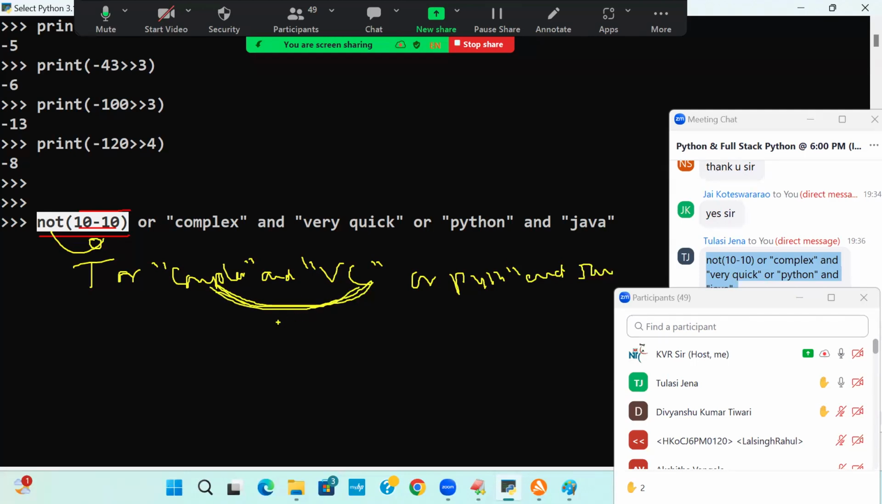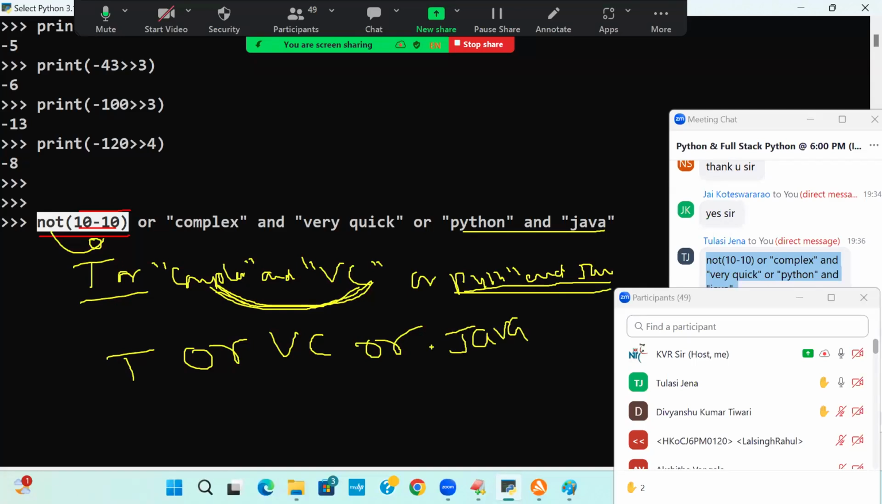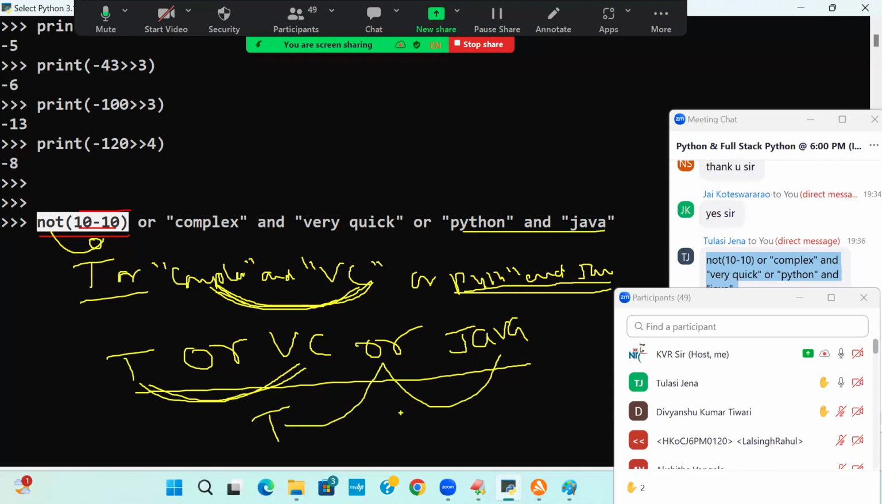What is the answer here? Very complex. So next, what is left out? True or very complex. Or I will write it again: Python and then Java here. What is the answer now? Java. Now here, the OR operator is available. True or very complex? What is the answer now? True. Again, true or Java? What is the answer now? True. That is the answer.